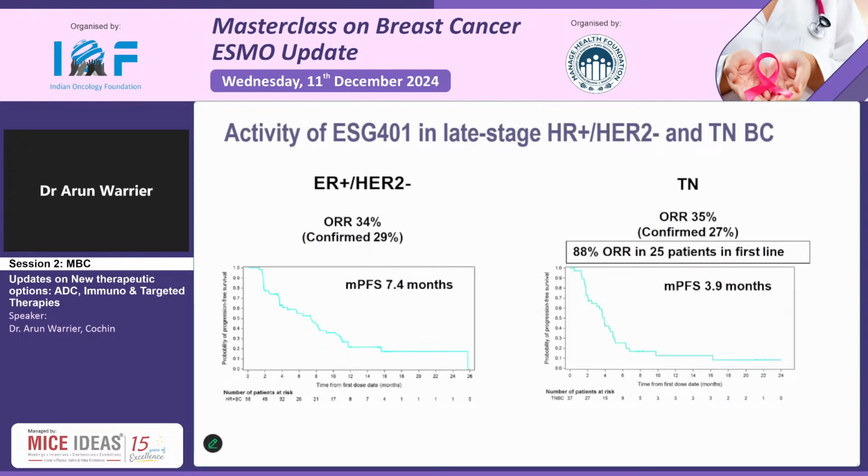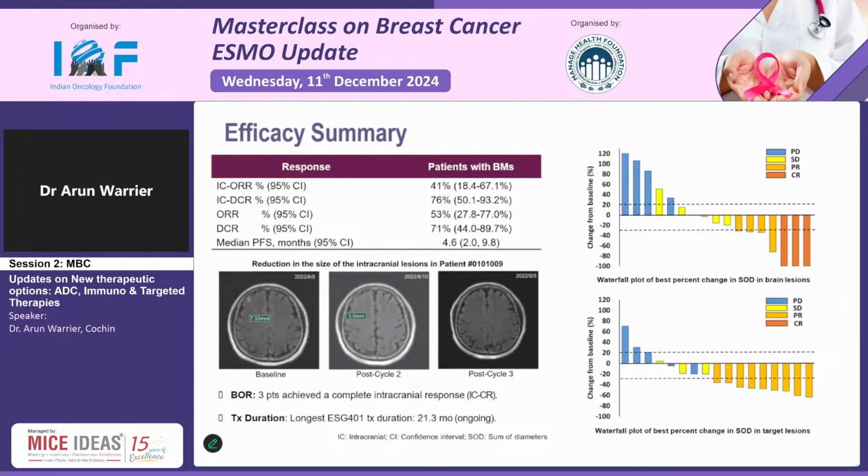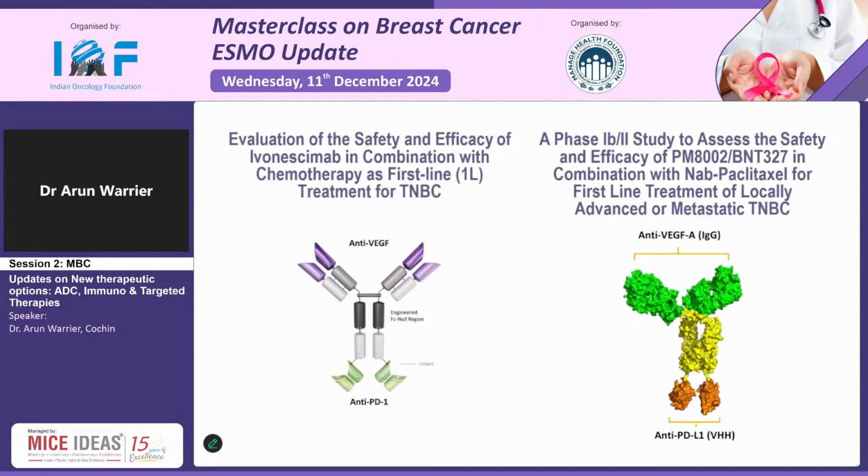So activity here in the ER positive group, the response is around 34%, with the PFS in phase 1A, 1B reported at 7.4 months. In triple negative, again, our response is around 35%, with a median PFS of 3.9 months. So they have looked at the efficacy also. In patients with brain metastases, the response rate is around 41%, and the median PFS around 4.6 months. So some patients received a complete intracranial response, like we showed before. The ADCs do have good penetration intracranially. So this is one more drug which can be useful in this space.